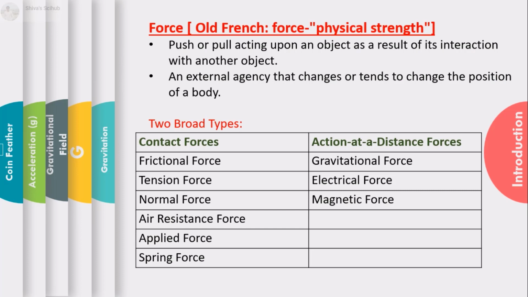Contact forces are just like what they sound. These are forces that result from the interaction of two objects in contact with each other. For example, a ball kicked comes to rest due to the opposing frictional force from the ground. Non-contact force acts over a distance. These are forces that result from the interaction of two objects not in contact with each other. For example, a ball thrown up in the air comes to the ground. Here the earth is not in contact with the ball.